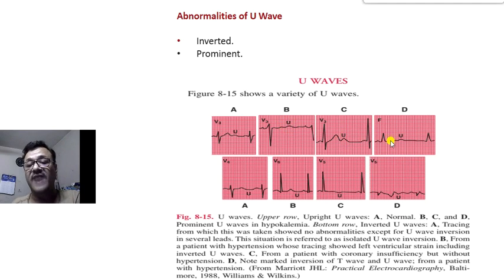Look at this, a flattened, small T wave with a prominent U wave. Look at this tracing. It is an inverted U wave. What are the abnormalities of the U wave? Inverted U wave and prominent U wave.